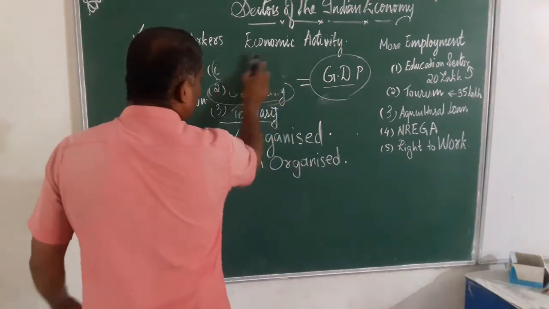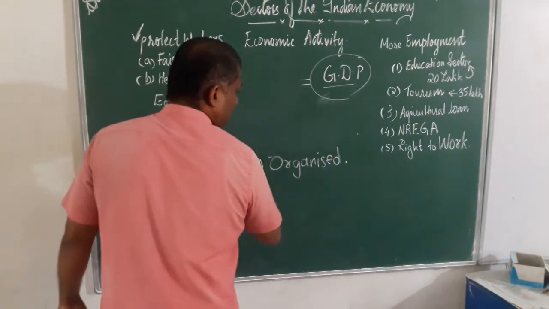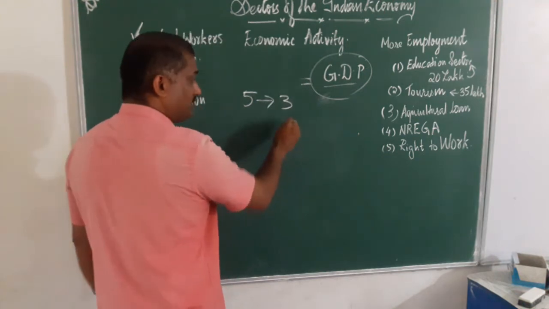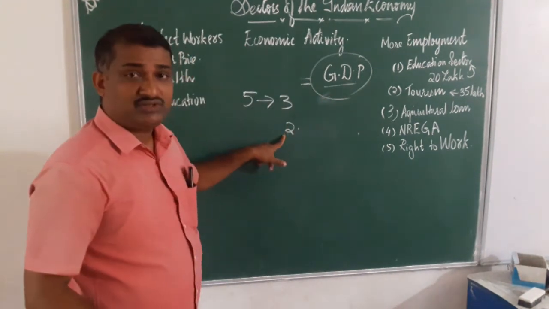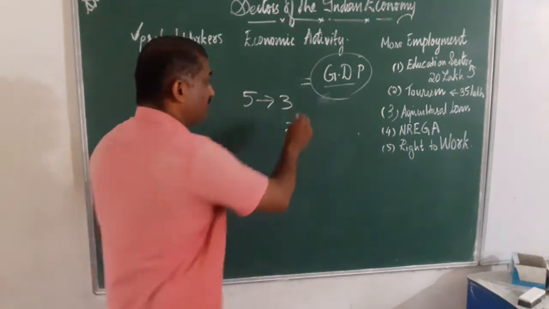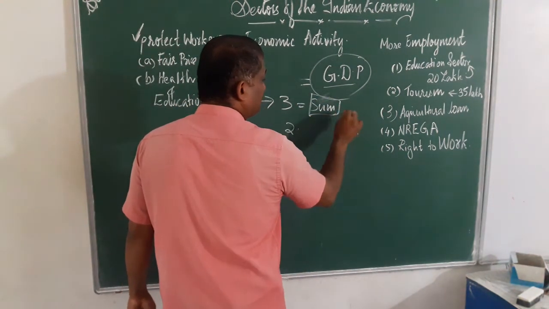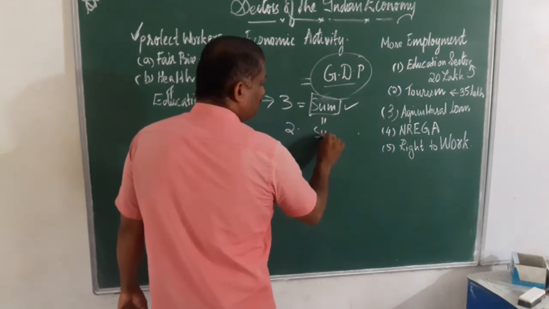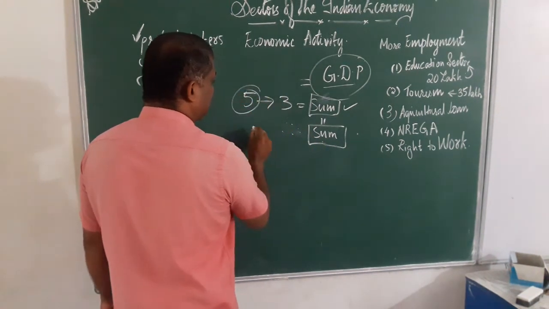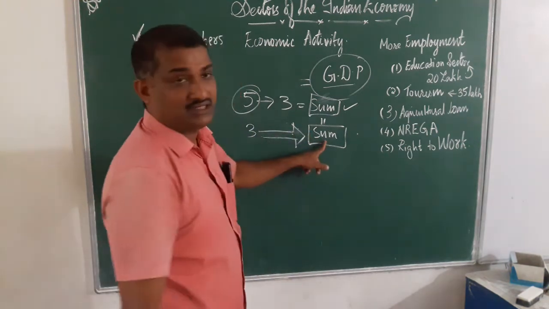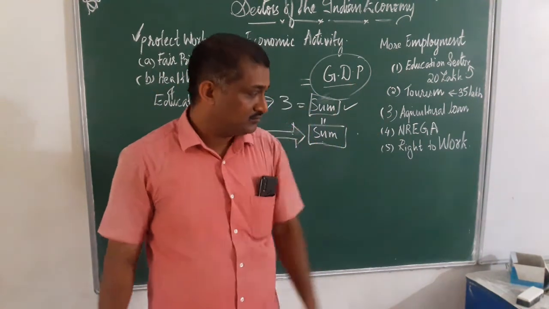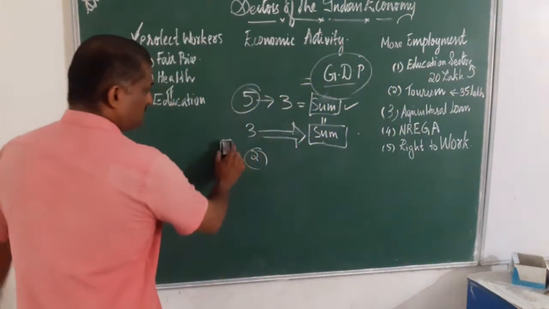What is disguised unemployment? It means that if 5 members are there, 3 members are working hard and 2 members are simply engaged in the work, but the production will be the same. If the next day these 2 members do not come, and the first day 5 were there and the next day 3 are there, the production will be the same. So those 2 members will be called disguised unemployed, or disguised members. That is very important.